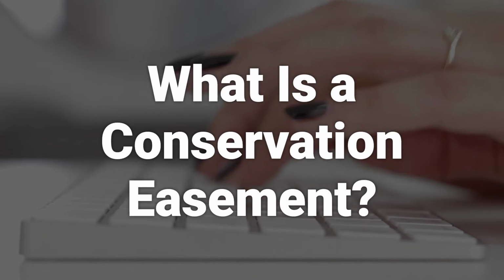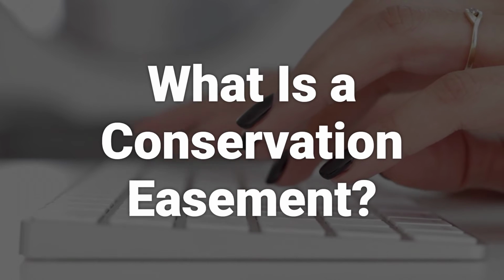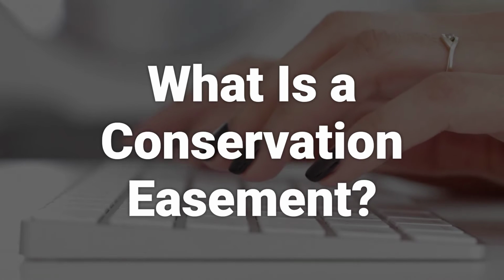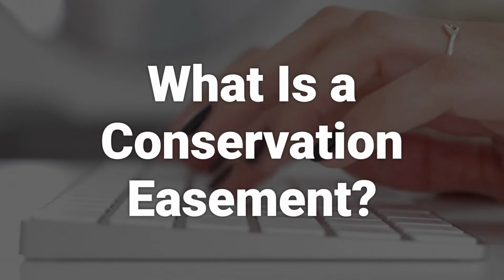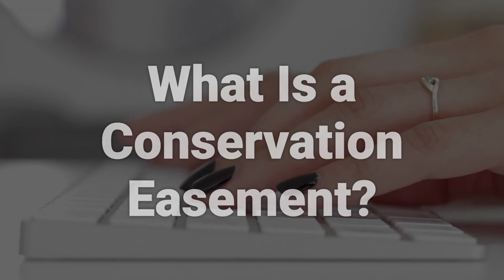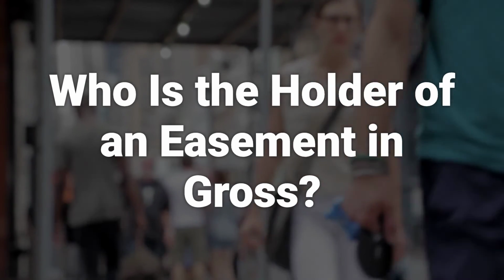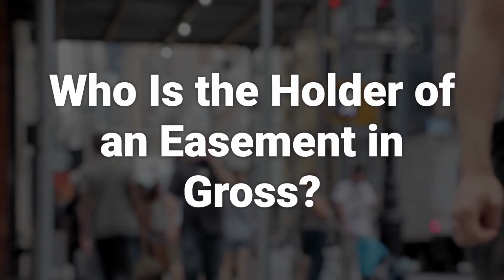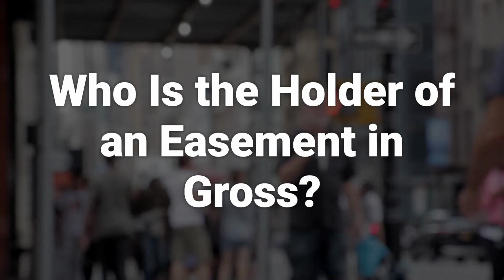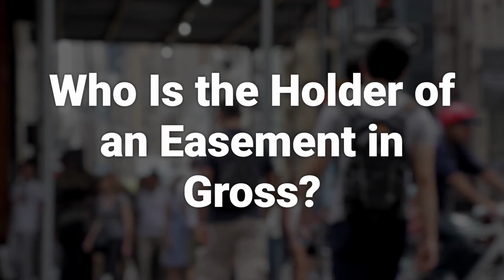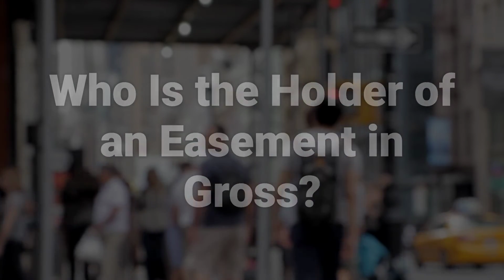A conservation easement limits the usage of private land in order to protect natural resources. Conservation easements are always easements in gross, in that they are not attached to a neighboring piece of land. The holder of an easement in gross is the person or entity that benefits from that easement. This type of easement generally cannot be transferred, although there are exceptions.